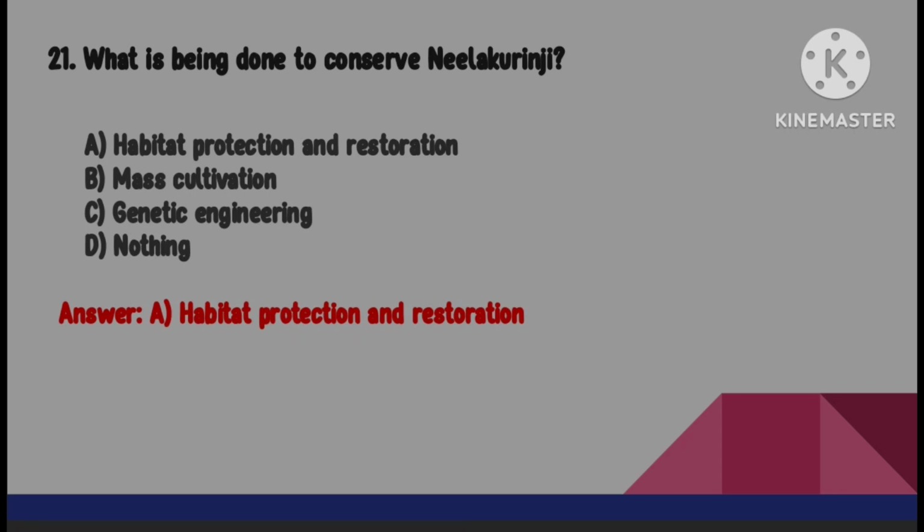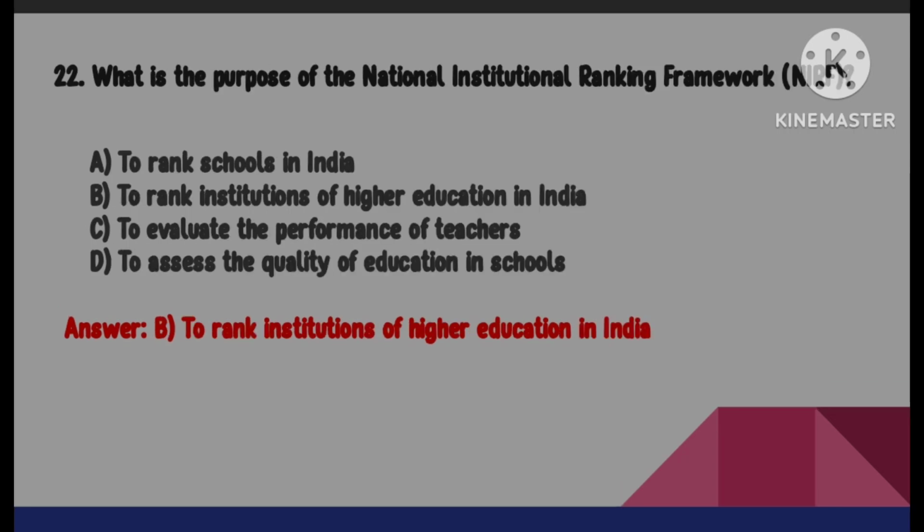Option A, habitat protection and restoration. Option B, mass cultivation. Option C, genetic engineering. Option D, nothing. And the right answer is option A, habitat protection and restoration. And the next question is, what is the purpose of National Institutional Ranking Framework?